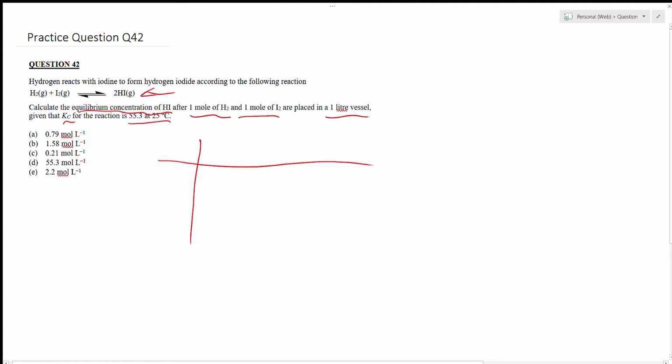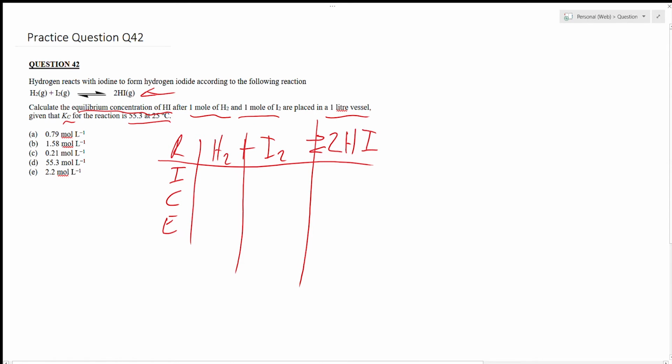This particular problem is going to require an ICE table, and ICE stands for initial, change, and equilibrium in reference to the concentrations. Sometimes it's called a RICE table because it's very handy to write the reaction up the top here. So hydrogen plus iodine is in equilibrium with hydrogen iodide, and we need to make sure that's balanced. And then each one of these columns under the component represents the concentration of that particular reactant or product.